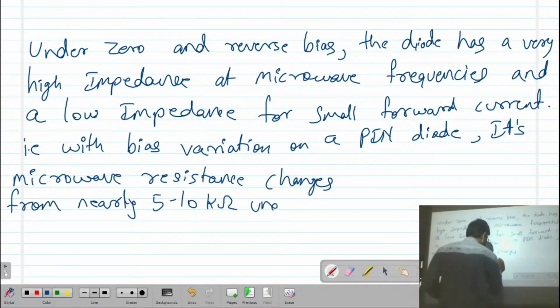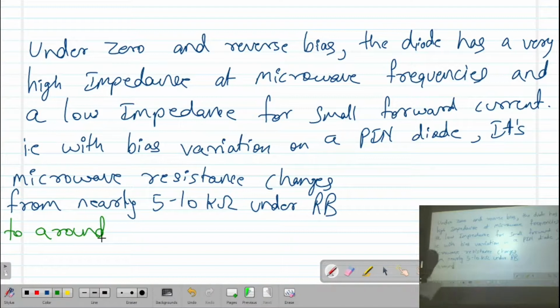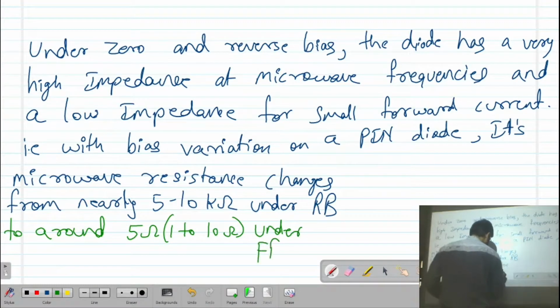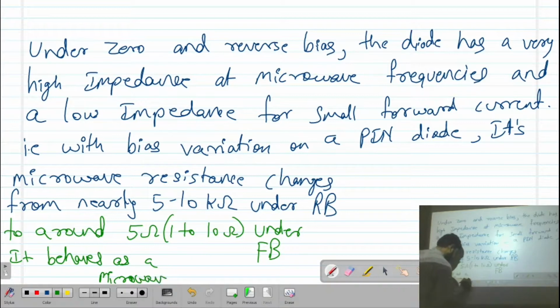Under reverse bias, RB is nothing but reverse bias, to around 5 ohm or 1 to 10 ohm under forward bias. FB is nothing but forward bias. So we can say that it behaves as a microwave switch.